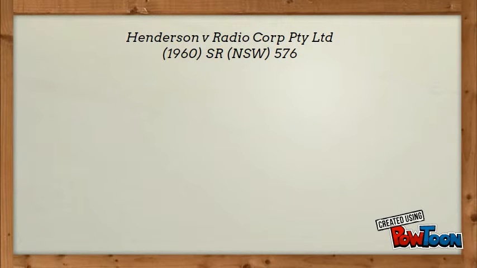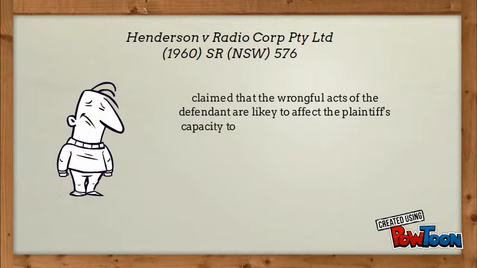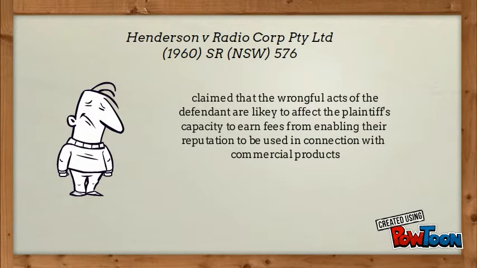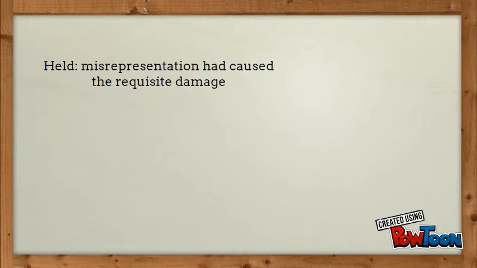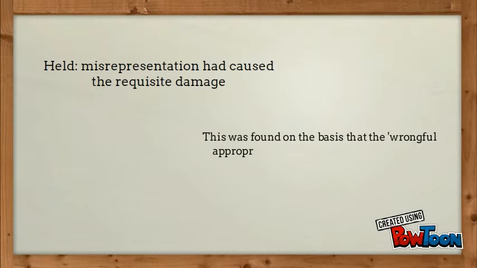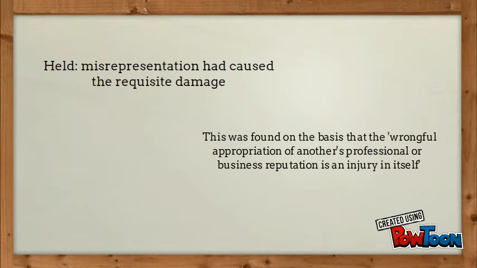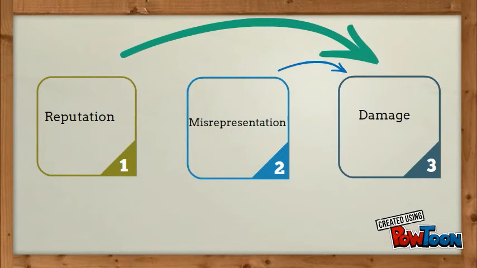This type of damage was claimed in Henderson and Radio Corporation Proprietary Limited, where it was alleged that the wrongful acts of the defendant were likely to affect the plaintiff's capacity to earn fees from enabling the reputation to be used in connection with commercial products. The court found that misrepresentation had caused the requisite damage. This was found on the basis that the wrongful appropriation of another's professional or business reputation is an injury in itself. Lastly, it is worth noting that generally damage will flow from proof of the first two elements.